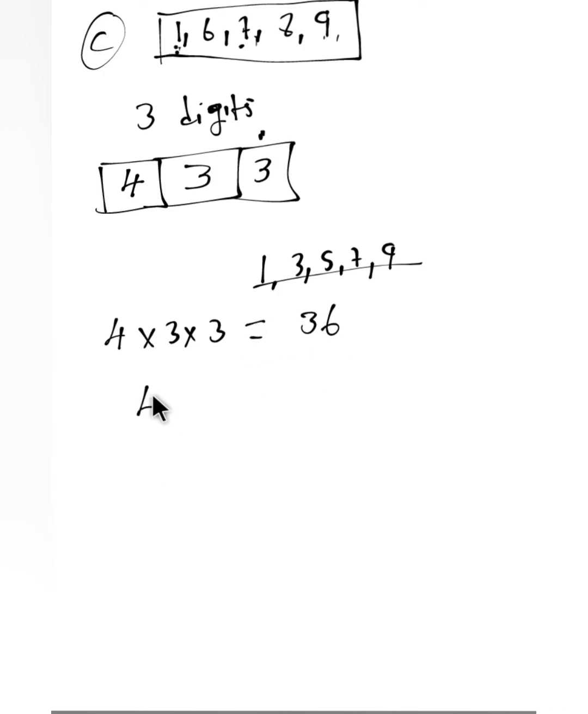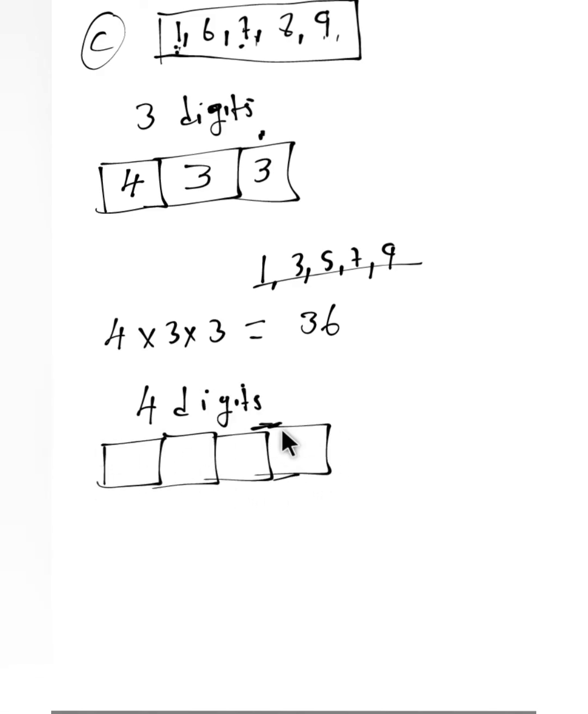Let's proceed to 4-digit numbers. We'll create 4 slots. So the first principle applies. Since we are dealing with odd numbers, it means that this last slot must be an odd number. The previous slots can contain even or odd, doesn't matter, but the last one must be an odd number. So we have 3 odd numbers in the question. So here's 3.